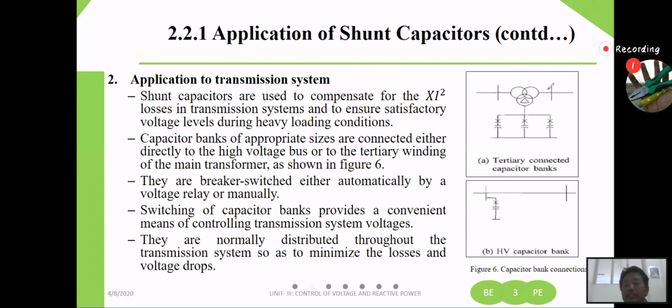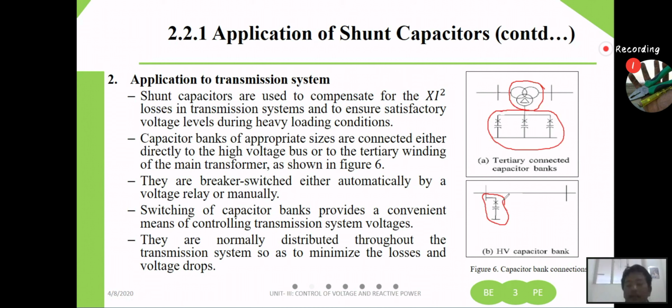One is by using a transformer. You have learned the transformer, and a transformer with three terminals has a tertiary winding, mostly used for harmonic reduction. So we can connect through it using a transformer, a tertiary connected capacitor bank. Or you can connect directly to the high voltage capacitor bank, directly to the buses.